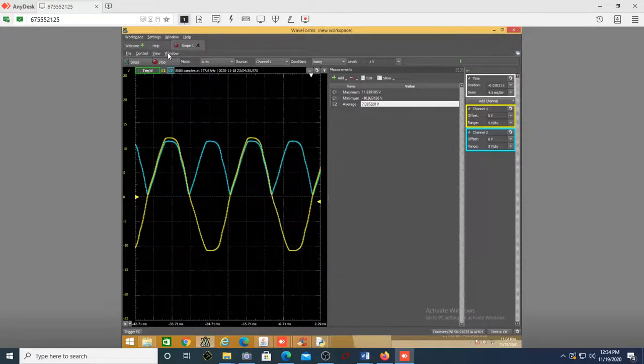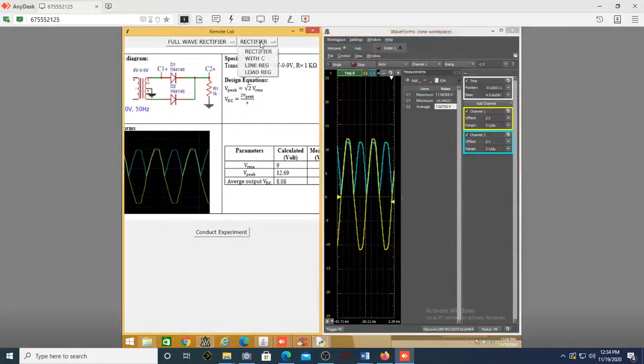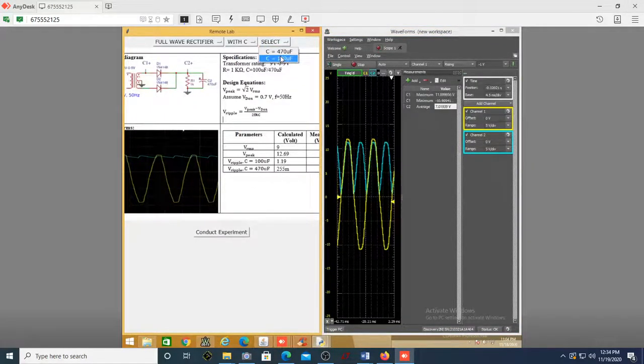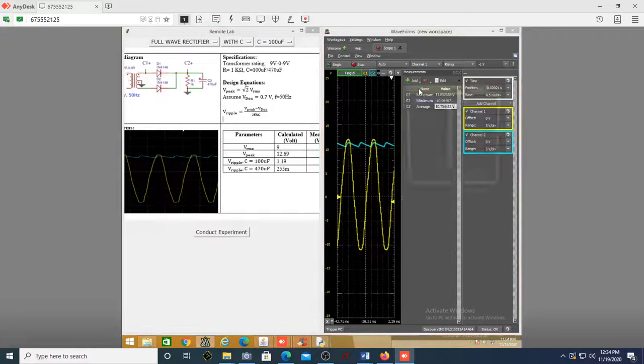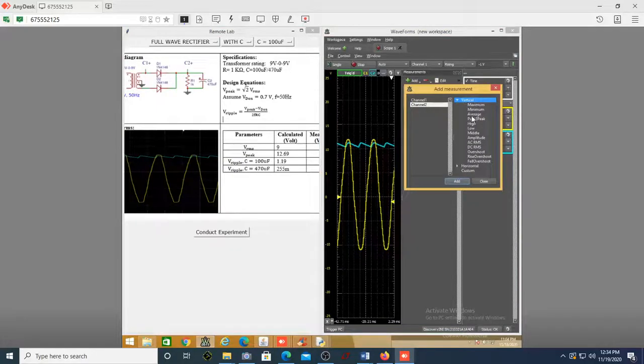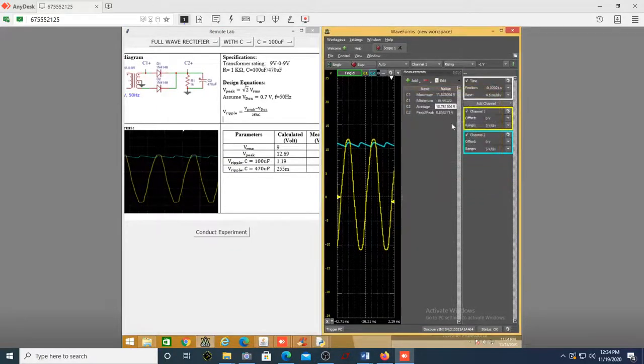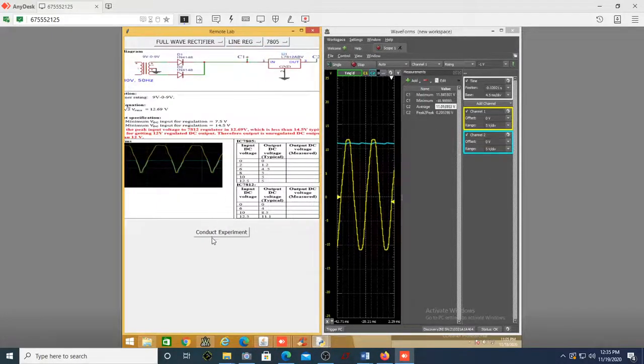And you can do the filtering. Have a filter, take a value of 100 microfarad. You can see you have the ripple. You can measure the peak to peak voltage of this. What you can do is go to this and then over here, okay, not average, peak to peak. Can you see this is the peak to peak voltage? Make it 470. You can see it reduces by almost 5 times. This is the effect of the capacitor, and then go to line regulation, connect 7805 and then conduct here.